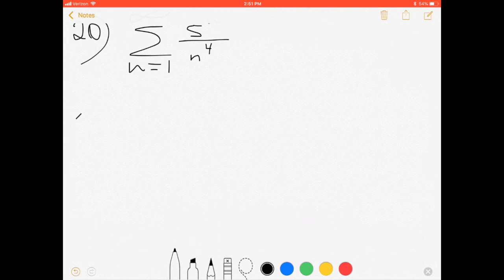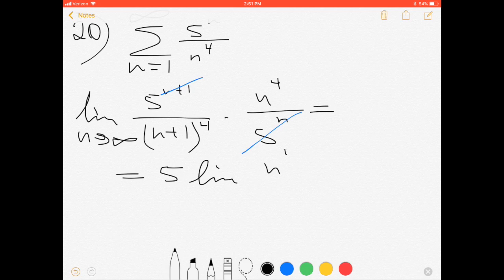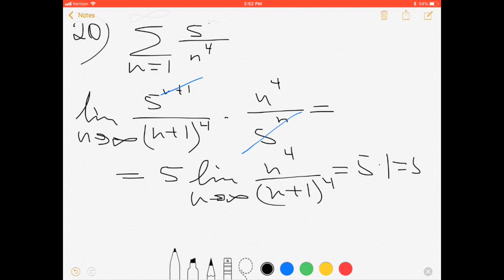Okay, use the same ratio test. You have the limit as n approaches infinity of 5 to the n+1 over (n+1) to the fourth, multiplied by n to the fourth over 5 to the n. Simplify, and it means I have 5 times the limit of n to the 4th over (n+1) to the 4th. But this limit is equal to 1. 5 times 1 will be 5, greater than 1. This means my series diverges.